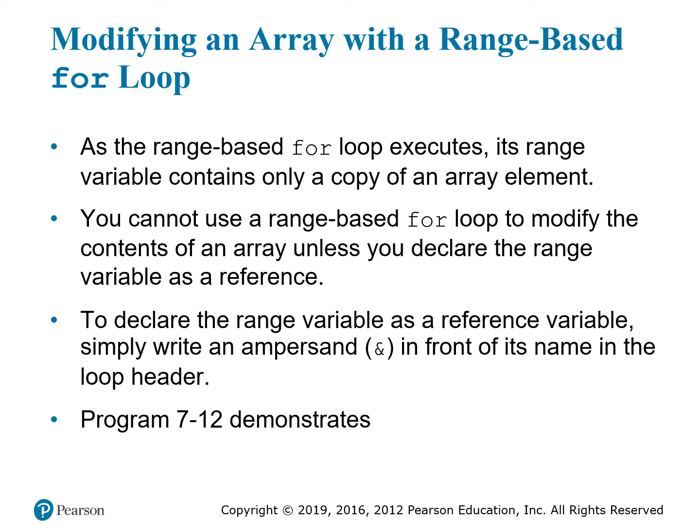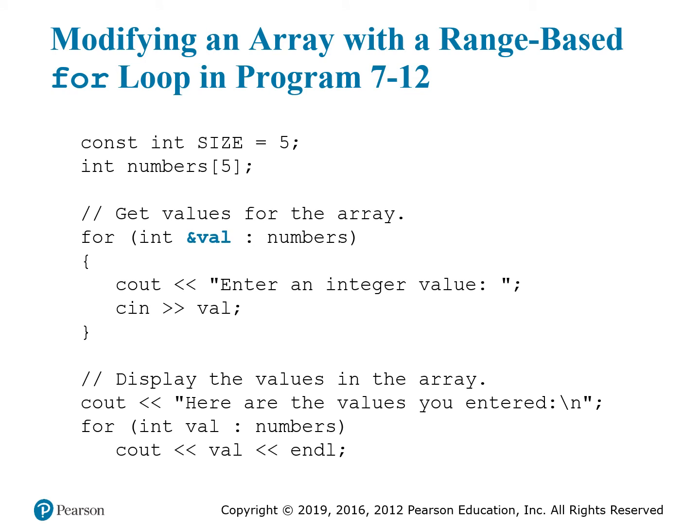Now, one thing to note is that as the range-based for loop executes, its range variable gets only a copy of an array element. So you cannot use a range-based for loop to modify the contents of the array, unless you declare the range variable as a reference using an ampersand, like we've done for passing values by reference in functions. So in this case, where I want to modify the array, I used ampersand val. So this time, instead of copying numbers into val, we make val point to the first entry in numbers. We cin to val, then val points to the next entry in numbers. We cin val again, and we continue as long as there are positions in numbers to point to.